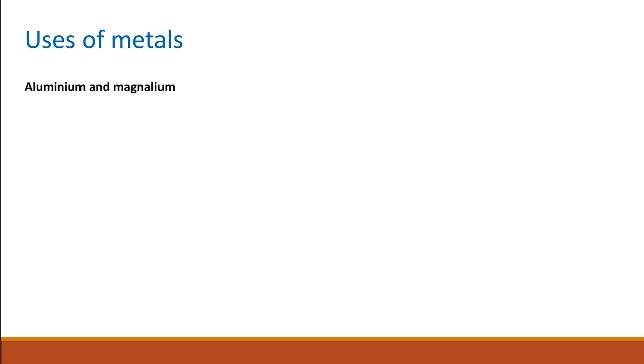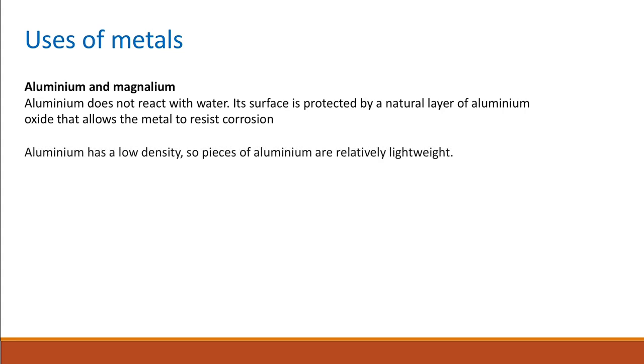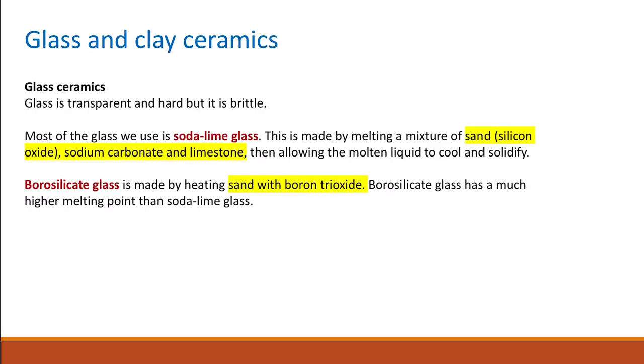The difference between aluminium and magnesium alloys. Aluminium is simply the metal aluminium. Aluminium does not react with water. The surface is protected by a natural layer of aluminium oxide. We use aluminium foil for cooking or in our household, and it's relatively lightweight. Magnesium alloy is an alloy of aluminium with magnesium. It still has low density but it's stronger than aluminium itself.